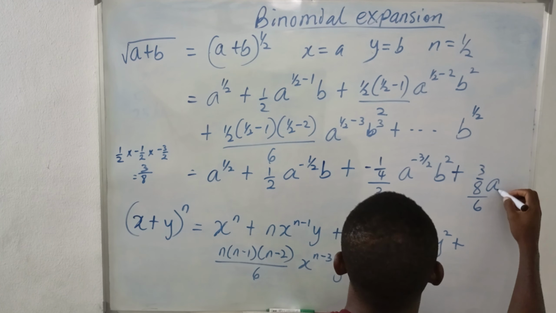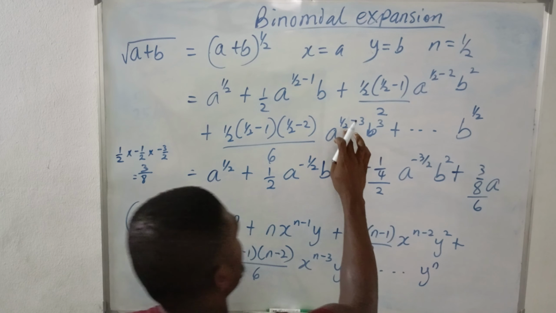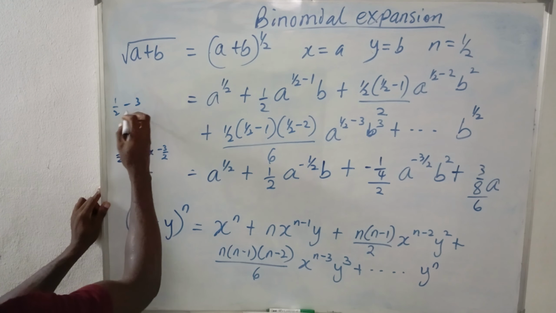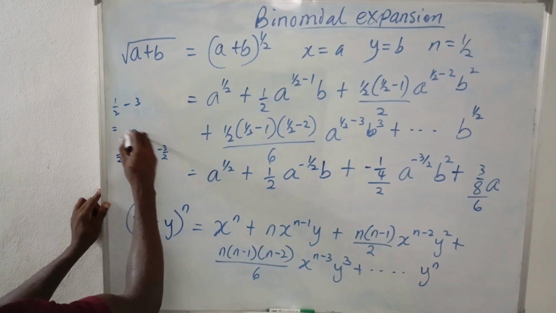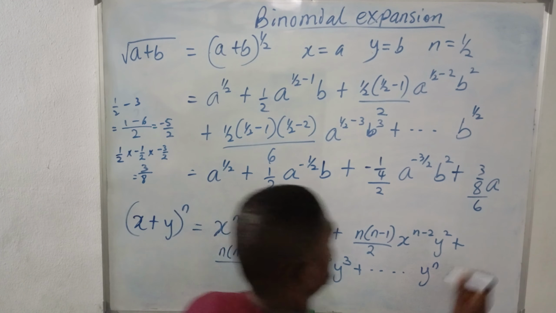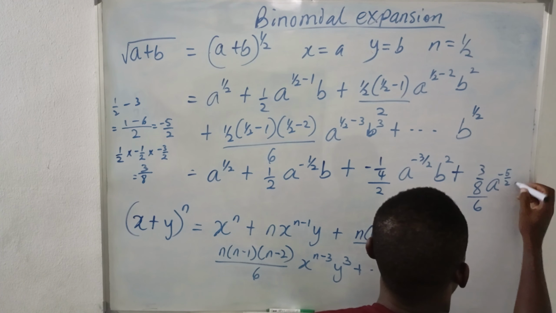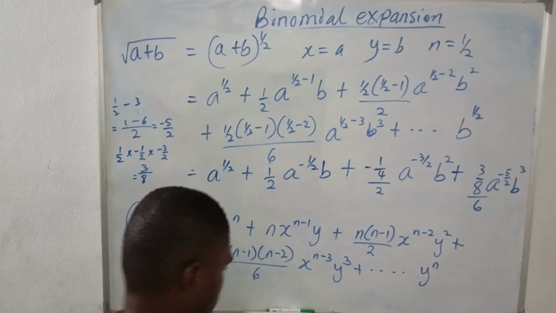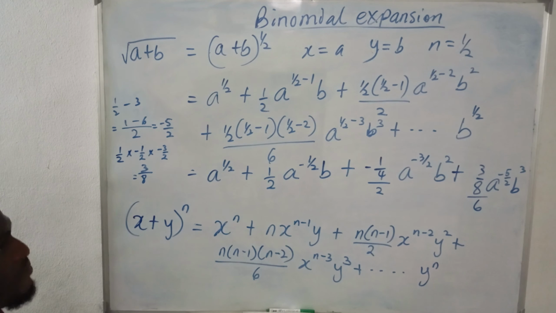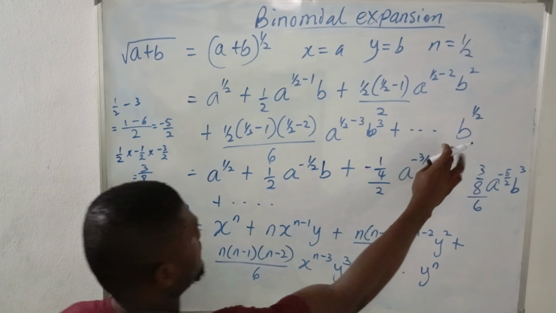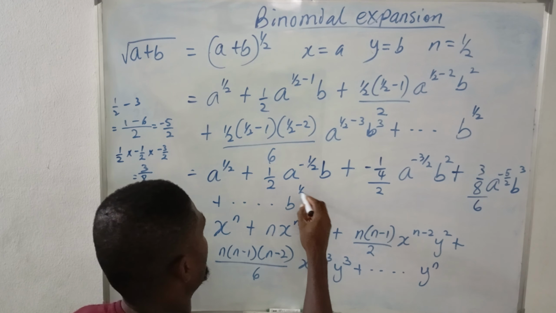Then we have A raised to the power of 1 over 2 minus 3. Now 1 over 2 minus 3 would be the same as 1 minus 6 over 2, which is minus 5 over 2. So A would be raised to minus 5 over 2. And then B would be raised to the power of 3. And then it continues that way until you reach B raised to the power 1 over 2.